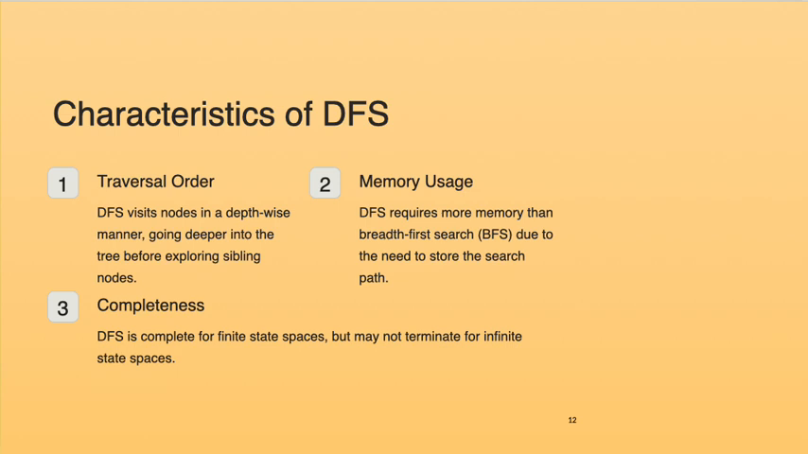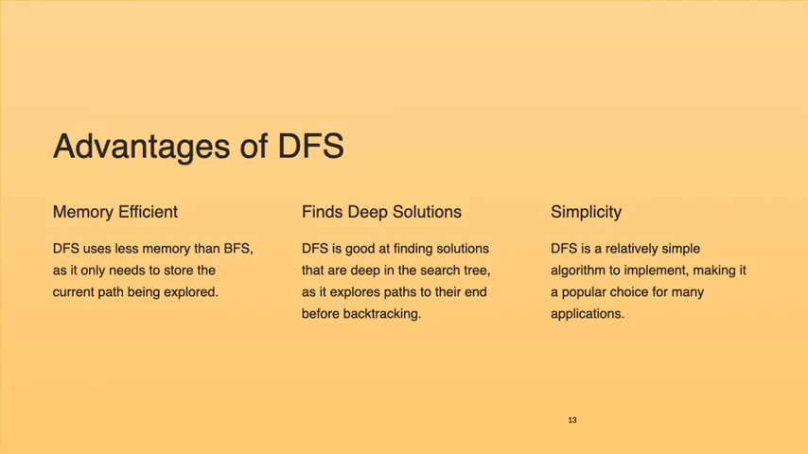Characteristics of depth first search. Traversal order: DFS visits nodes in a depth-wise manner, going deeper into the tree before exploring sibling nodes. Memory usage: DFS requires memory to store the search path. Completeness: DFS is complete for finite state spaces but may not terminate for infinite state spaces.